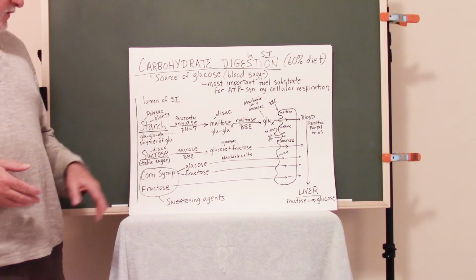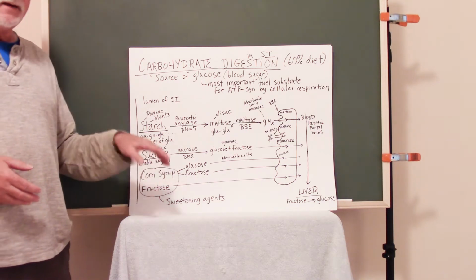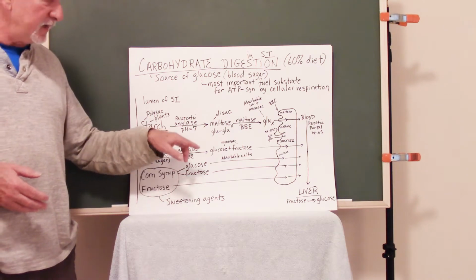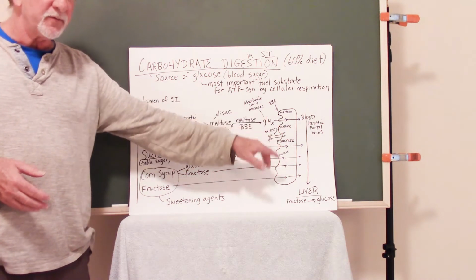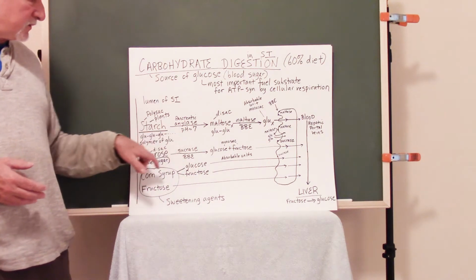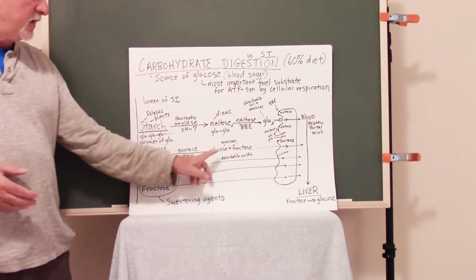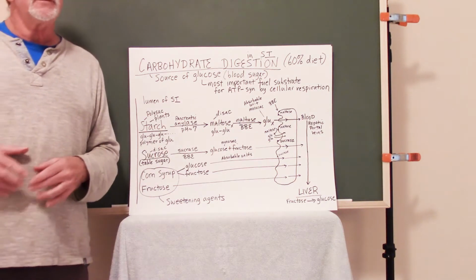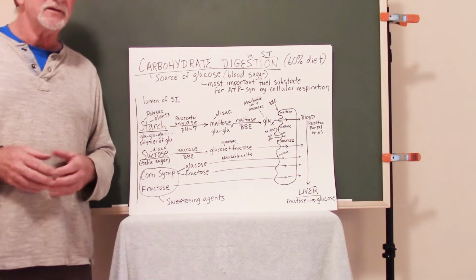So sucrose, or table sugar, is acted upon by a brush border enzyme. And this is an enzyme that's embedded in the microvilli of the epithelial cells. And sucrase breaks sucrose down to glucose and fructose. Glucose and fructose are monosaccharides.